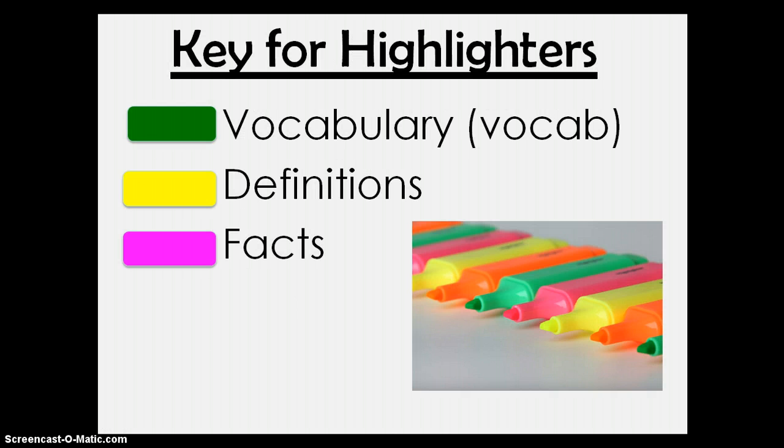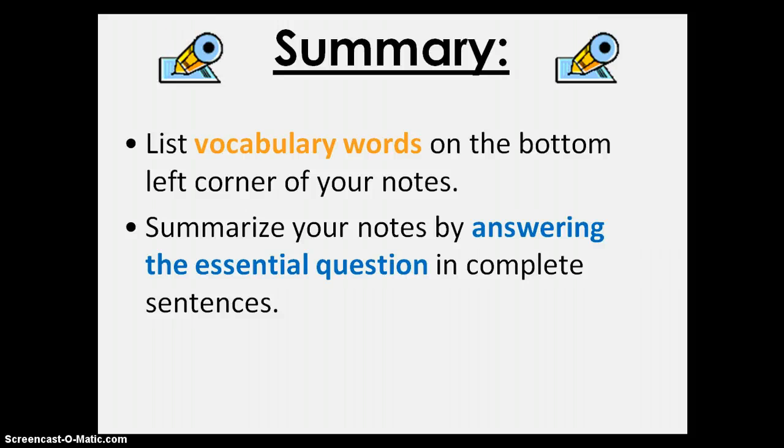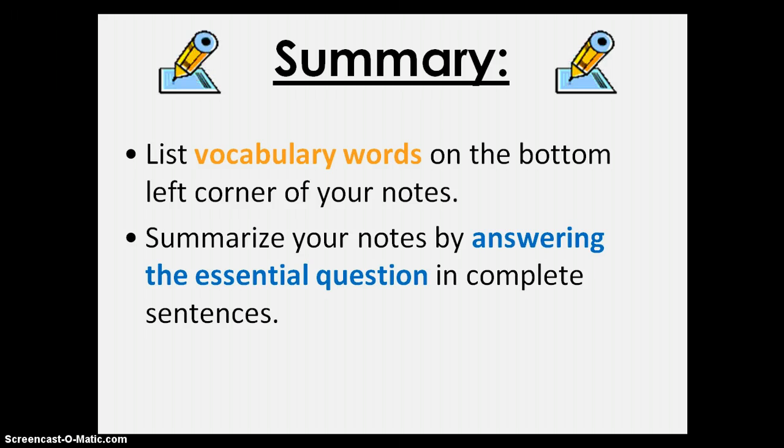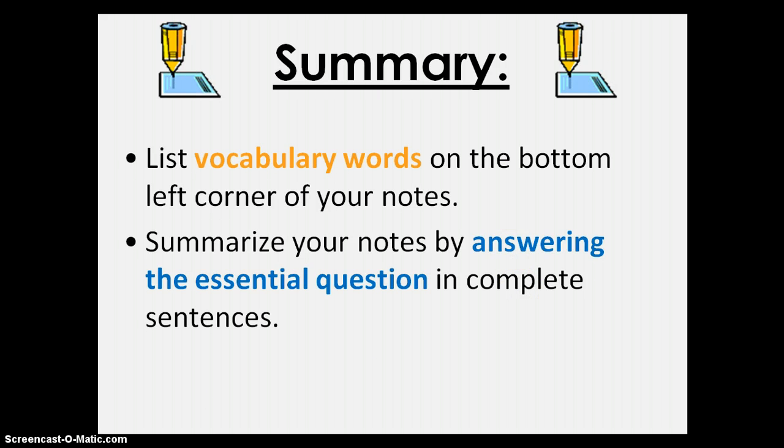Then go back with your highlighters and make a key for your highlighters. Highlight vocabulary, any definitions, and any important facts that you think will be on the test. And then create your summary at the end with vocabulary words on the bottom left corner and summarize your notes by answering that essential question from the beginning in complete sentences. When you're done, raise your hand and make sure you get your notes signed for the day. And that's it.